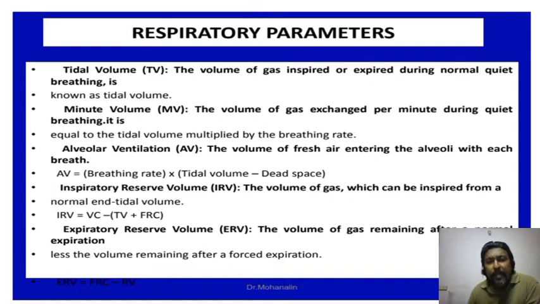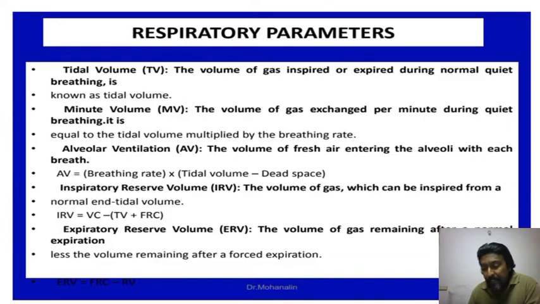It's the volume of gas which can be inspired over and above a normal tidal volume. The formula for calculating the inspiratory reserve volume is IRV equals VC minus TV plus FRC. What is FRC? What is VC? We are going to see that in the next slide, right? In fact, FRC is the functional residual capacity, and VC is the vital capacity. That we are going to see shortly. And expiratory reserve volume, ERV, is the volume of the gas remaining after a normal expiration.